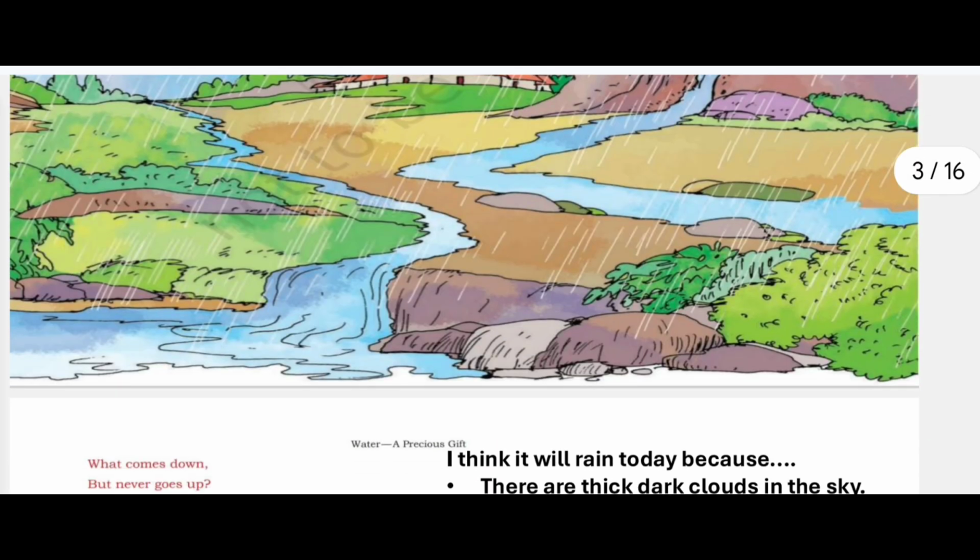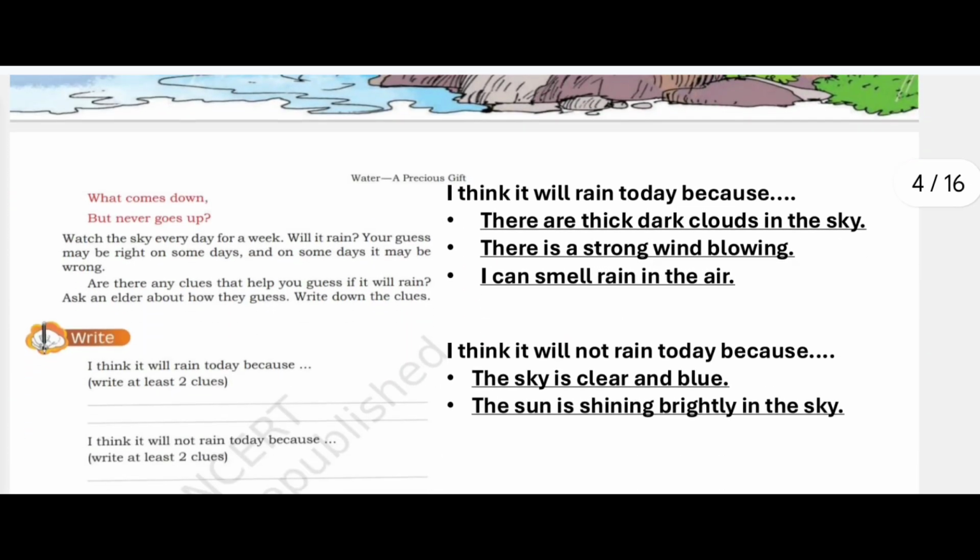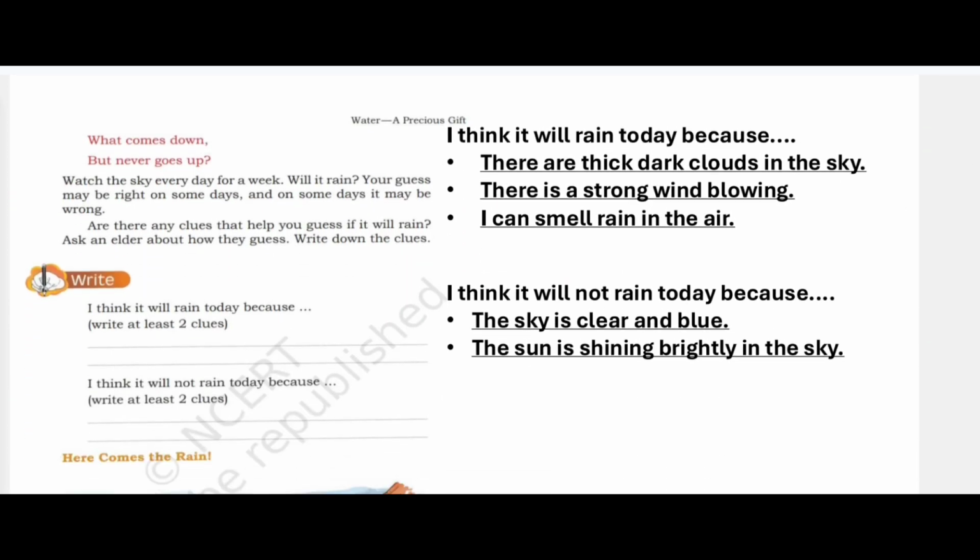Now look at page number 87. So what does it say? Read carefully. What comes down but never goes up? What do you think is the answer for this? The answer is rain. Rain comes down but never goes up as rain. It goes up as vapor.